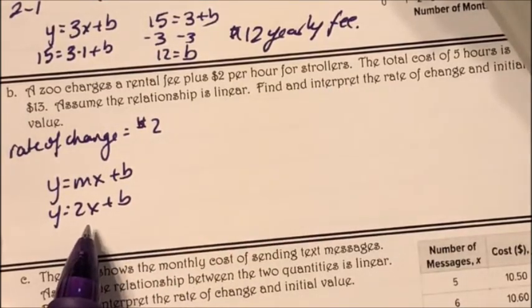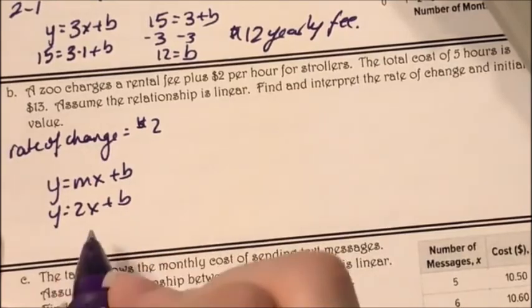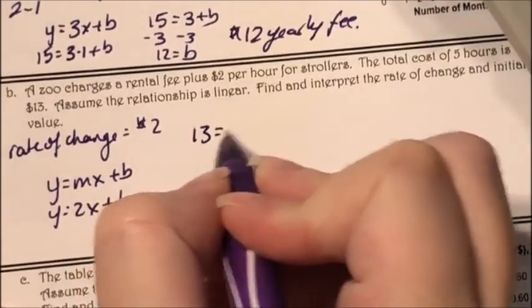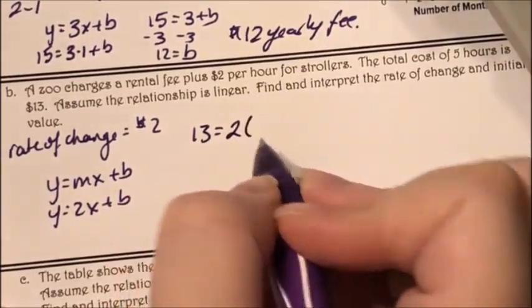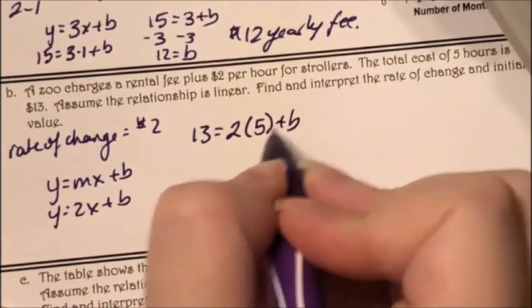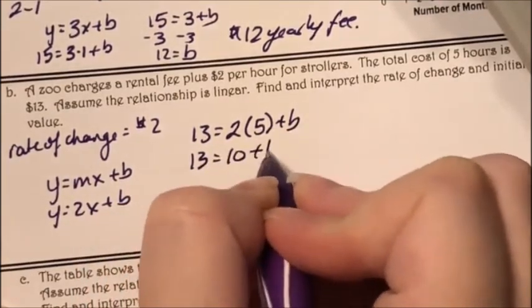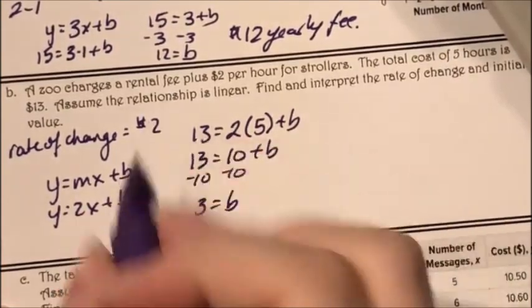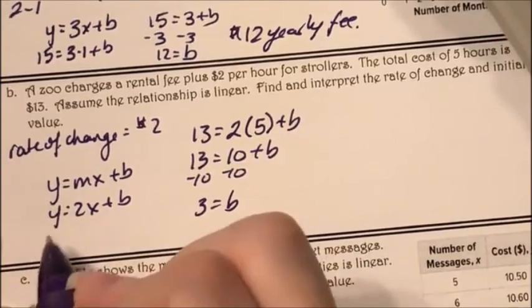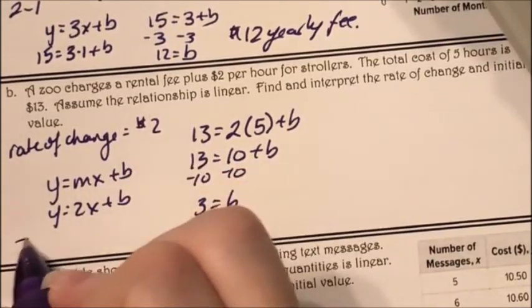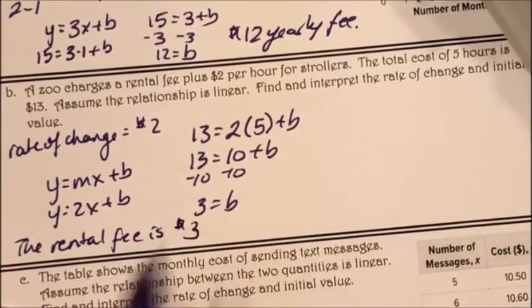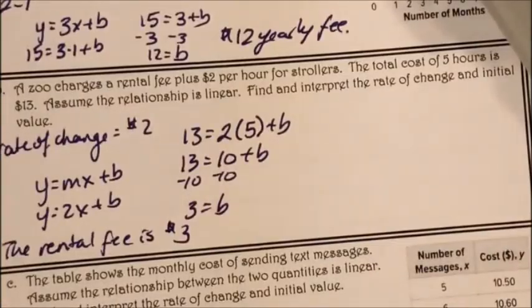$2 per hour for strollers. x is my number of hours, and y is my total cost. So they gave me 5 hours and $13. So for $13, I get 2 times 5 plus b. So 13 equals 10 plus b. I subtract 10, so 3 equals b. So the rental fee is $3. So the hourly fee is $2 and the rental fee is $3.